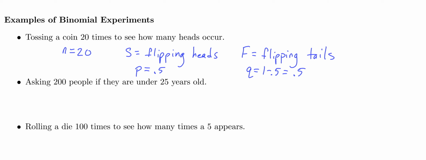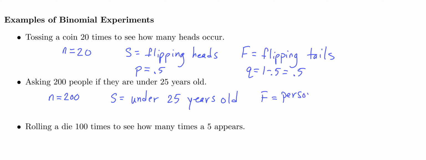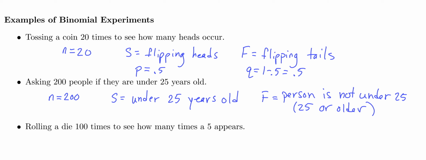Asking 200 people if they are under 25 years old is a binomial experiment. n is fixed at 200 trials. Success is under 25 years old, and failure is the person is not under 25 years old, or that they're 25 or older. We can't determine the probability of success or failure here because we weren't given that information.